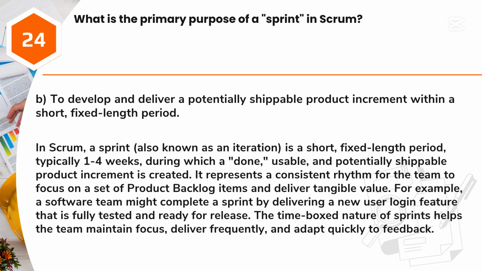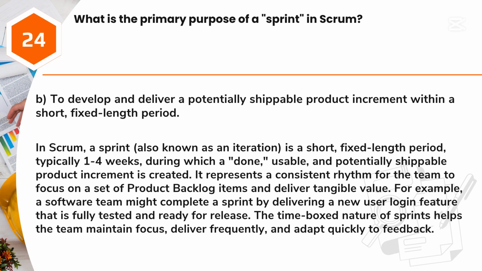Answer: B. To develop and deliver a potentially shippable product increment within a short, fixed-length period. In Scrum, a sprint, also known as an iteration, is a short, fixed-length period, typically 1 to 4 weeks, during which a done, usable, and potentially shippable product increment is created.